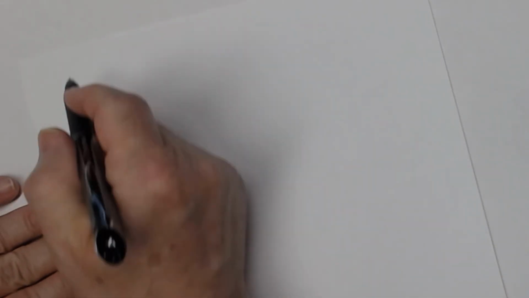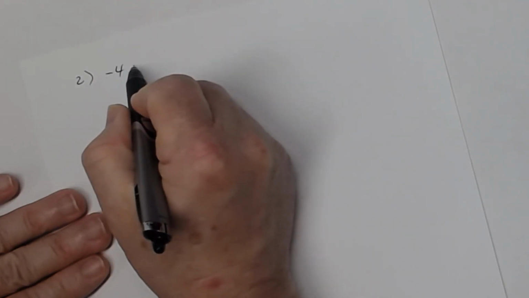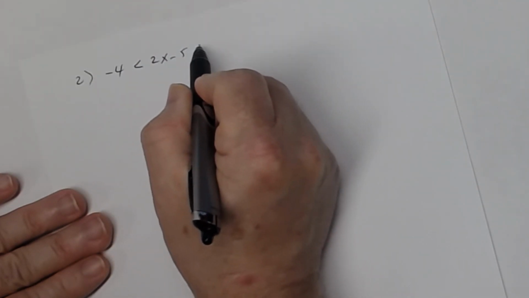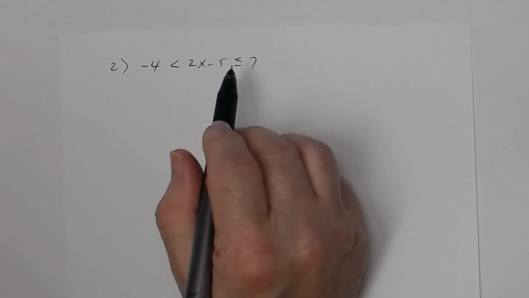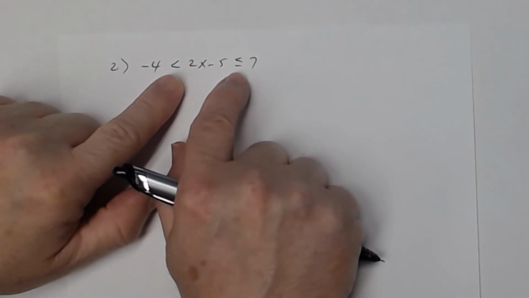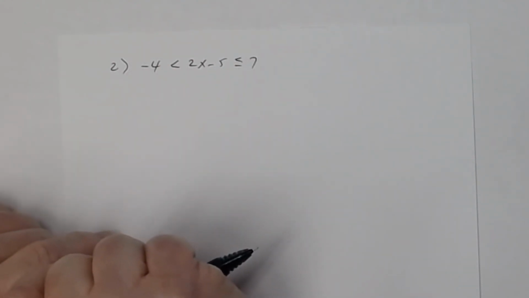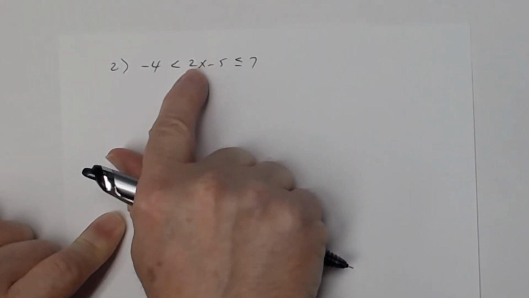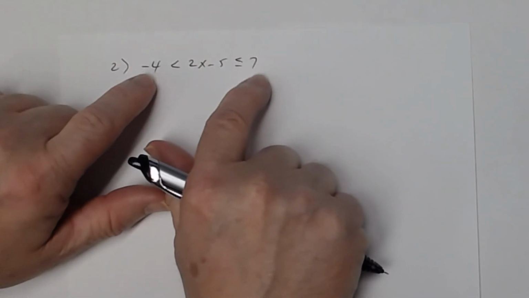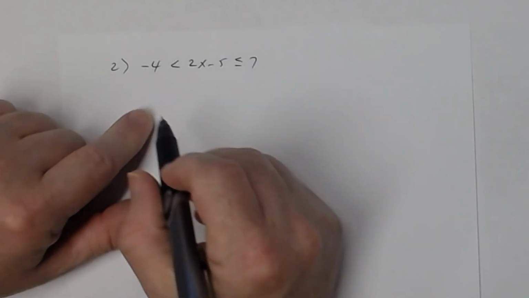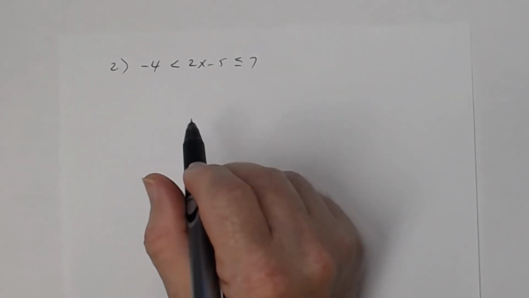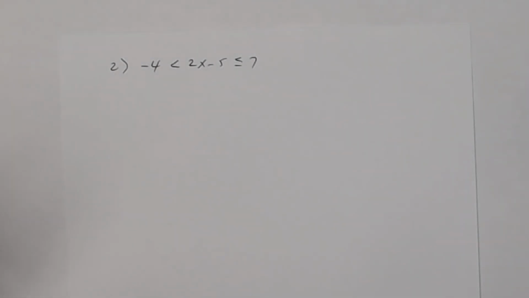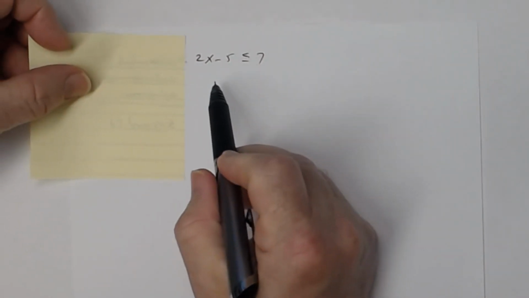So number 2, we have a compound inequality. We have this: negative 4 is less than 2x minus 5 is less than or equal to 7. So we have this linear compound inequality. And it's compound because you have more than one inequality symbol. So you have 2 of them. Now, when it looks like this, where the variable expression is in the middle and it's bounded by 2 real numbers, see 7, negative 4, those are constants, the best way to do this is to think of it this way.